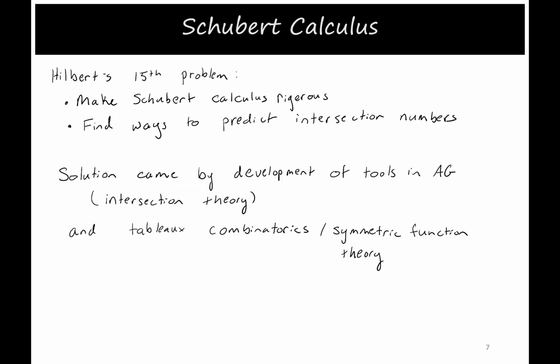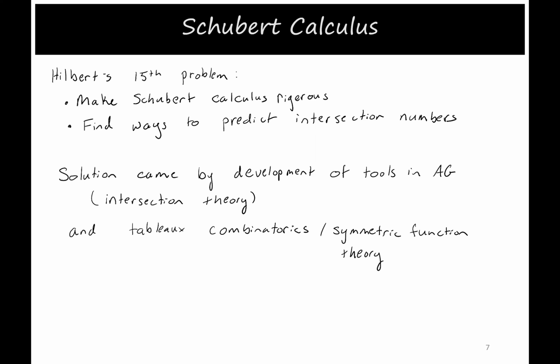So Hilbert in the year 1900 proposed his big list of problems, which shaped the trajectory of mathematics for the next century and beyond. And his 15th problem was about Schubert calculus. So Hilbert said, let's make Schubert calculus rigorous and let's find ways to predict these intersection numbers.